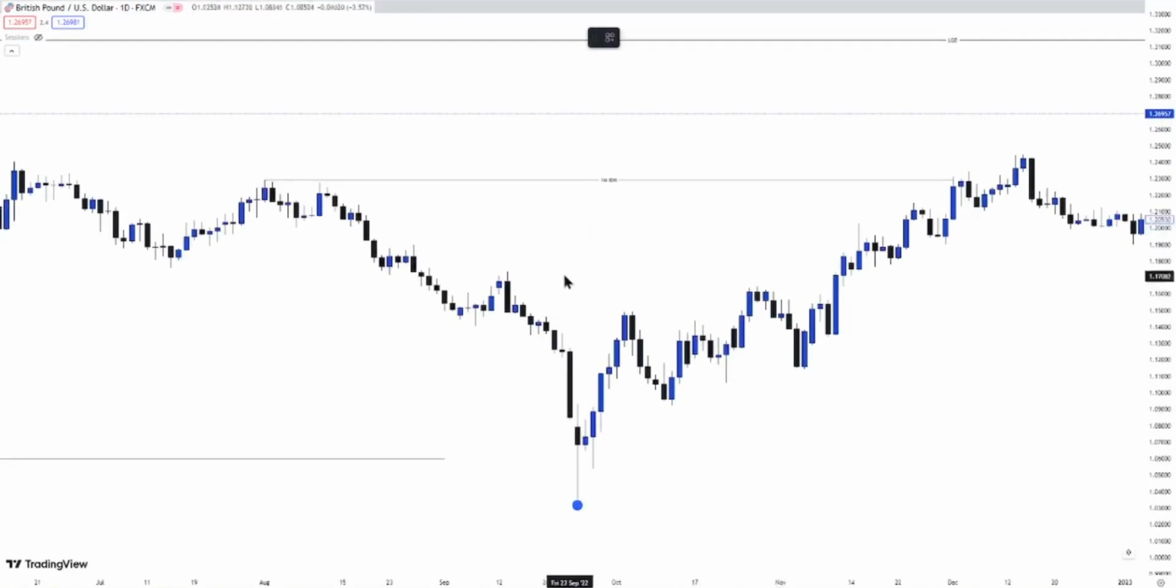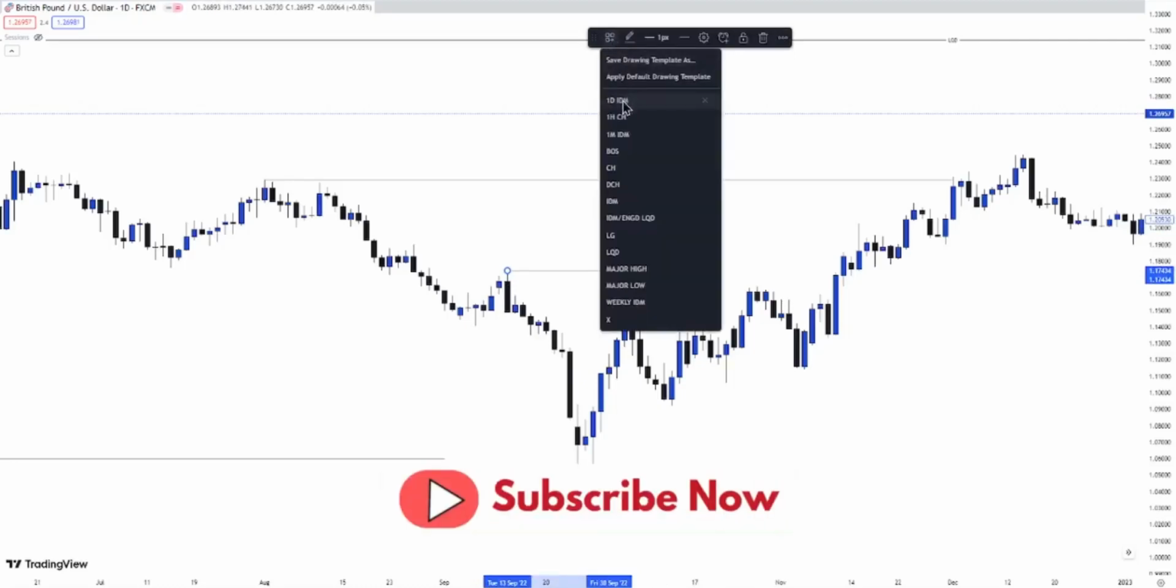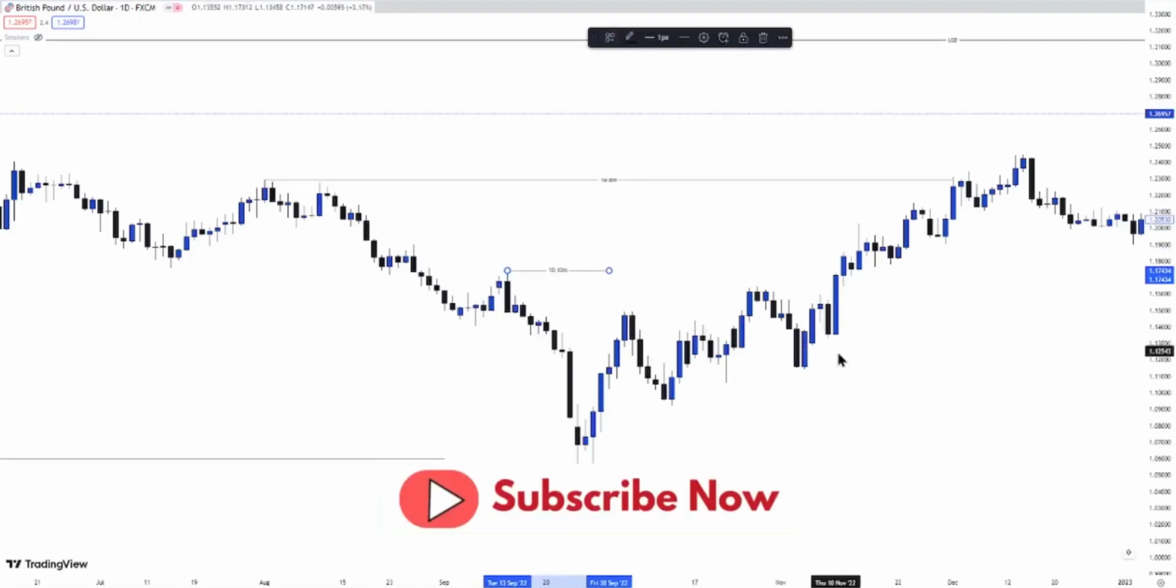That is the daily time frame inducement. Where is the daily time frame inducement? Of course, it is this one, guys. Yes, it is this one. That is the daily time frame inducement. Let me just denote that. That's daily time frame inducement.